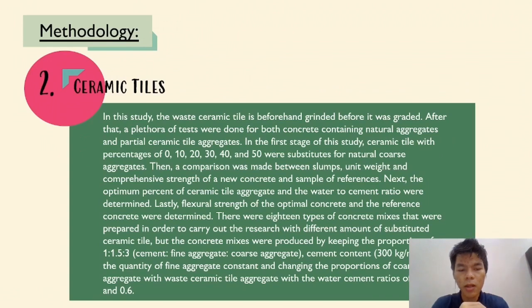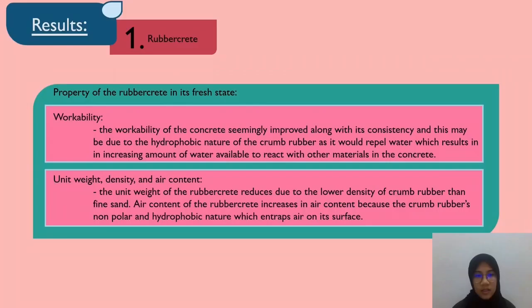There were 18 types of concrete mixes that were prepared in order to carry out the research with different amounts of substituted ceramic tile, but the concrete mixes were produced by keeping the proportion of 1 to 1.5 to 3, which are the proportions of cement to fine aggregate to coarse aggregate, and the cement content stays the same, which is 300 kilograms per cubic meter, and the quantity of fine aggregate constant, and changing the proportions of coarse aggregate with waste ceramic tile aggregate with water cement ratios of 0.4, 0.5 and 0.6. So the first one, we have the rubbercrete.